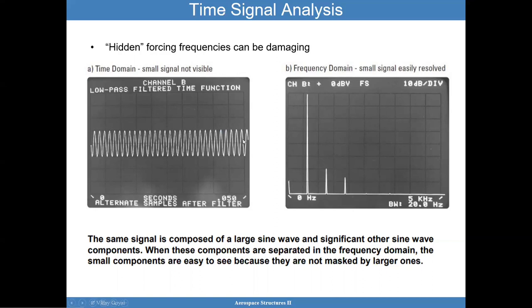So the same signal, which is composed of large sine waves and significantly other sine wave components, we can use signal processing to determine that the larger signals are not masking smaller signals that could be of importance. These perhaps smaller signals could be important forcing functions that should be included in an analysis.